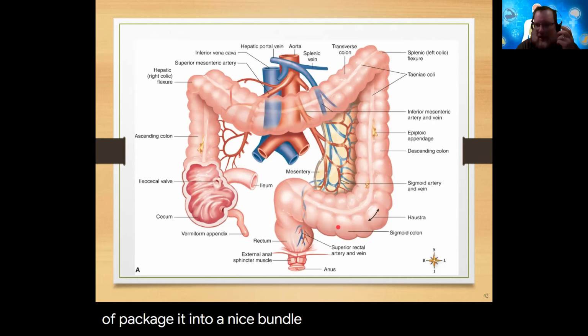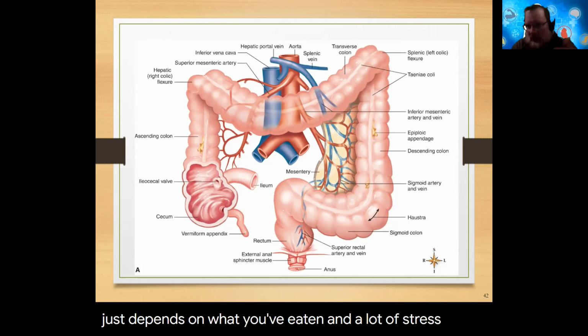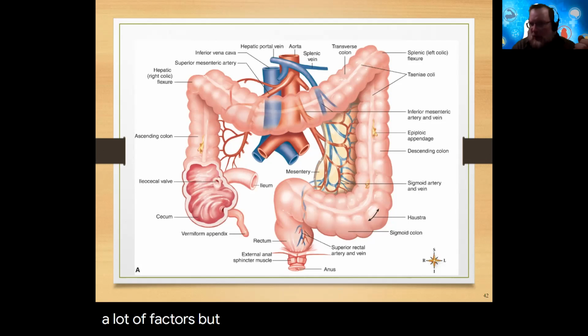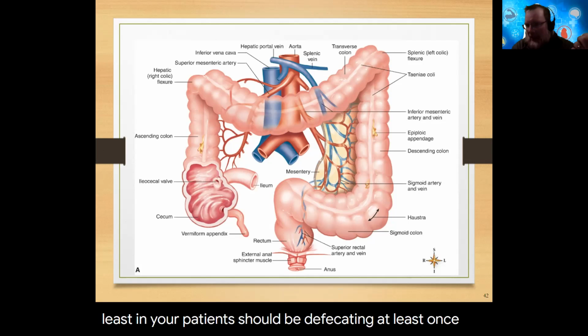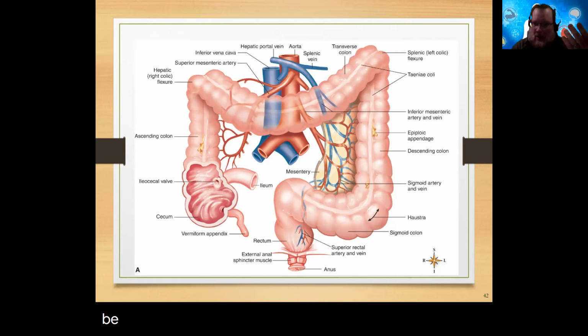Now, the time that food spends in the stomach, small intestine, and colon, really from mouth to toilet, is anywhere between 12 and 24 hours. It just depends on what you've eaten and stress levels. There's a lot of factors, but generally 24 hours is the maximum time between pooping. Your patients should be defecating at least once a day. So when you're asking them about BMs, their bowel movements, you want them to be honest with you.